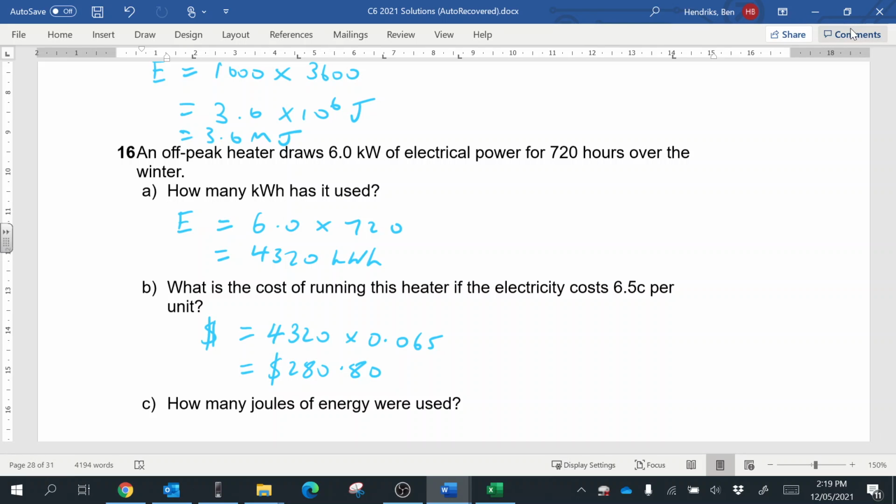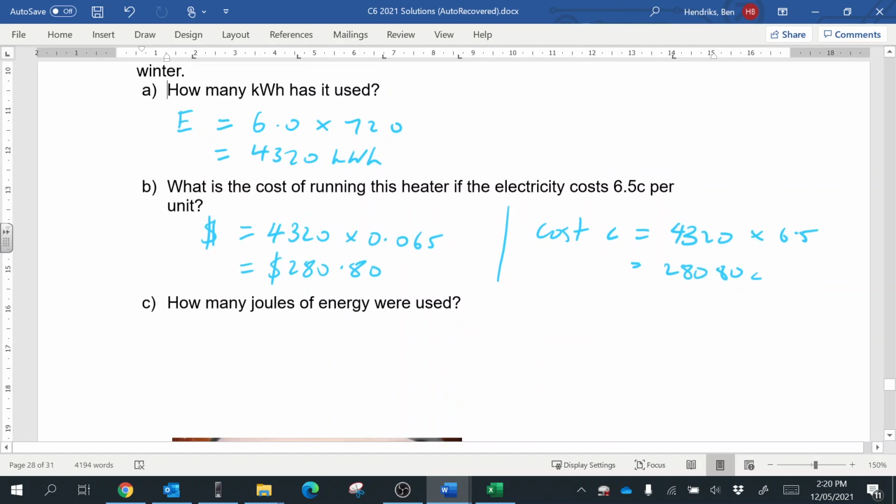If you left it as cents, the cost in cents is equal to 4,320 times 6.5, which would be equal to 28,080 cents. So you could have left it in cents, but dollars are better.